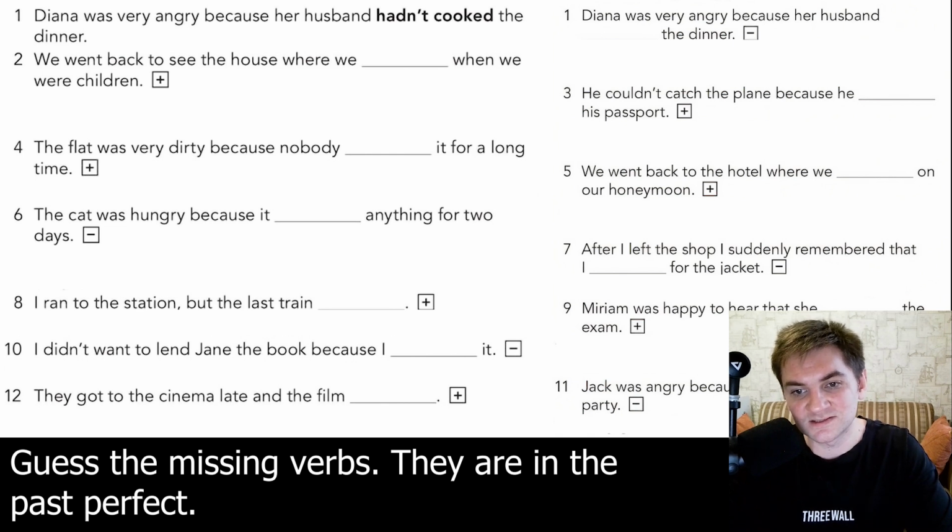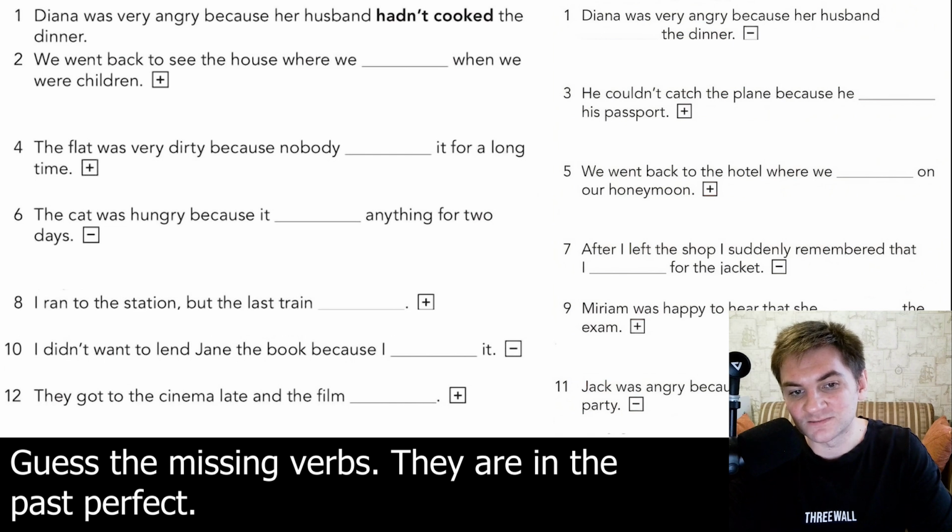Let's just read the other sentences, and after that, you're going to guess the missing words. Number 1. Diana was very angry because her husband hadn't cooked the dinner. Number 2. We went back to see the house where we had done something when we were children. Number 3. He couldn't catch the plane because his passport. He had done something with his passport. Number 4. The flat was very dirty because nobody had done something with it for a long time.